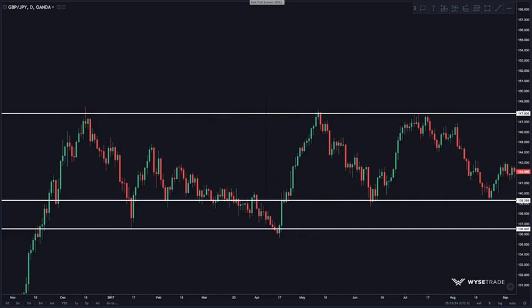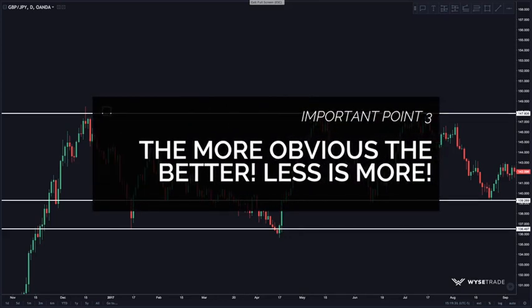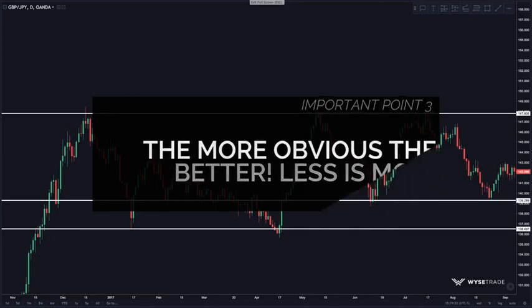And the next important point is, the more obvious, the better. The more people that have their eyes on these areas, the better they are, as more people will be looking to enter or exit trades here. Harder to find support and resistance areas do not make them better. The ones that jump out right at you are the best ones. Don't draw in 100 lines and confuse yourself. Less is more.